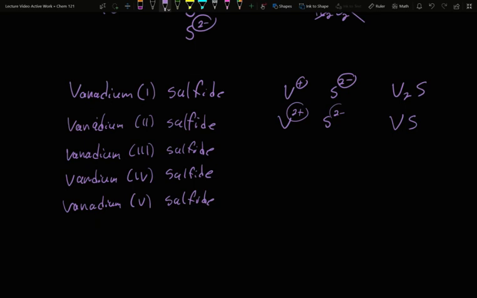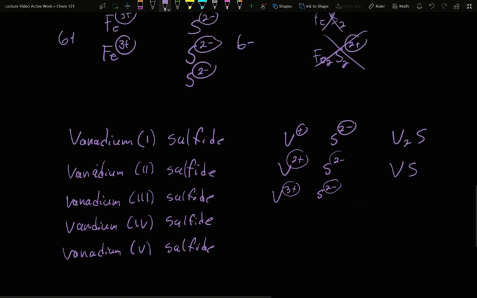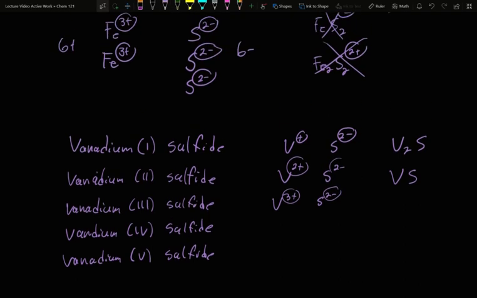All right, if you're back, well, vanadium, I got vanadium 3 plus, sulfur 2 minus. Well, this is much like the irons up above. It was a 3 plus and a 2 minus. The ratio ends up being the same. I need 2 vanadiums and 3 sulfurs.